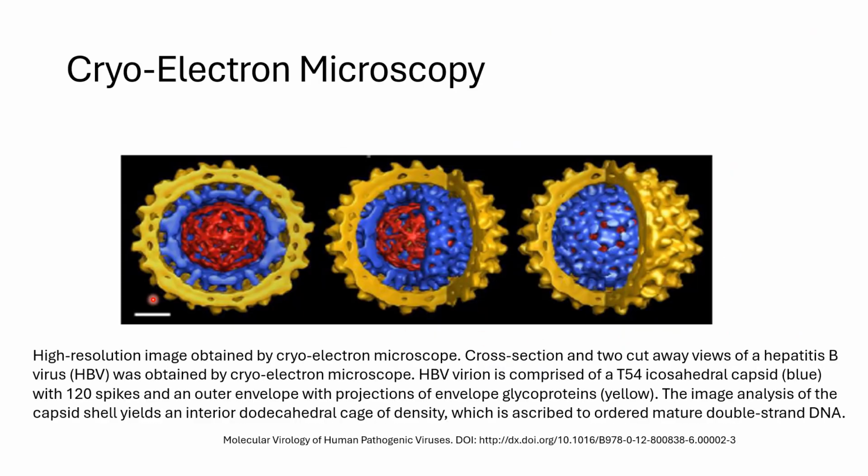High resolution image obtained by cryo-electron microscope. Cross section and two cut-away views of hepatitis B virus obtained by cryo-electron microscope. The HBV virion is composed of a T equals 4 icosahedral capsid with 120 spikes and an outer envelope with projections of envelope glycoproteins. The image analysis of the capsid shell yields an interior dodecahedral cage of density, which is ascribed to ordered, mature, double-stranded DNA.